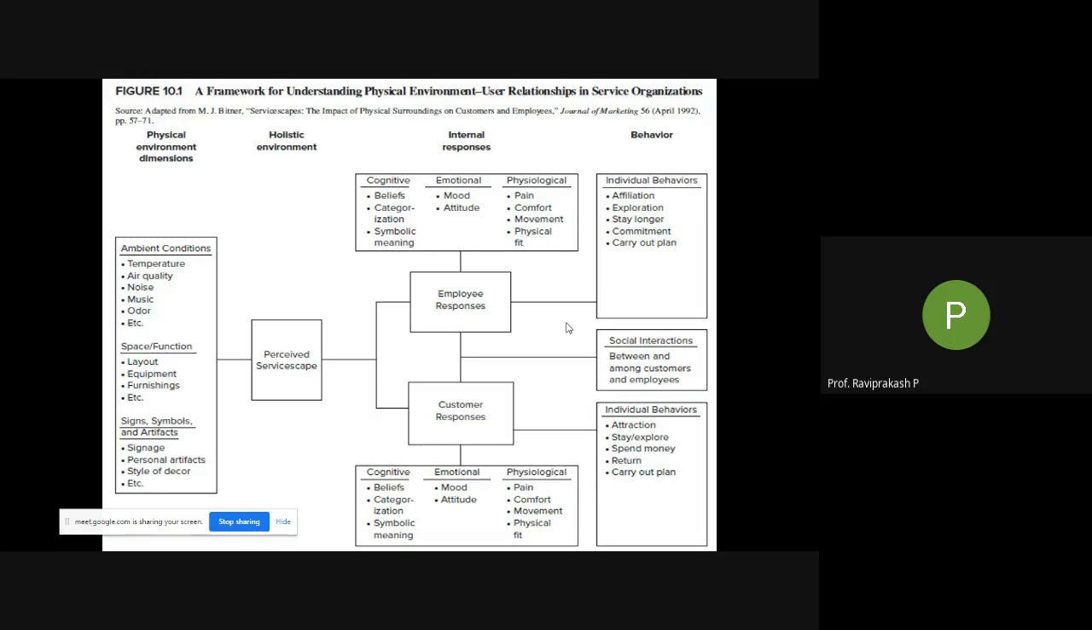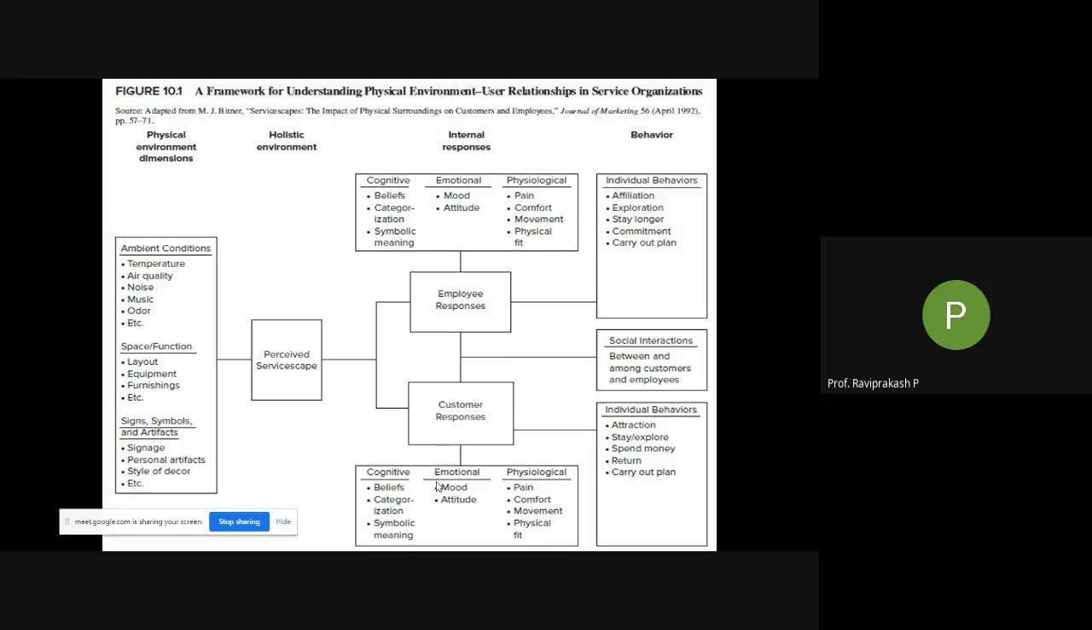Okay, so these are internal responses. Again, this is on top as well as the bottom. Why? Because again, there are two kinds of people: employees and customers. So it is the same for both because both are human beings. The employees who are providing the service and the customers who are receiving that particular service. Both of them have internal responses. I hope you understood this, the behavior and the internal responses.